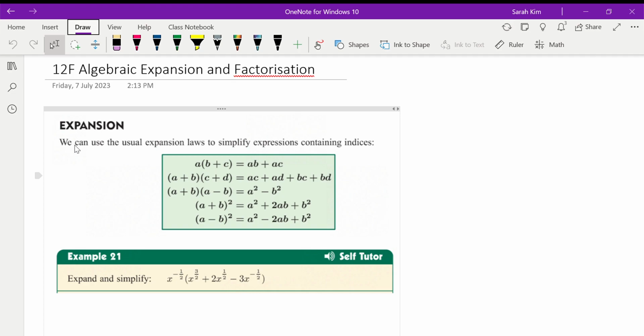For this section, you need a lot of algebra knowledge. Okay, so we're using all of these expansion laws. So let's have a look. This one, pretty simple, you just expand. This one uses FOIL. This one is called difference of two squares.